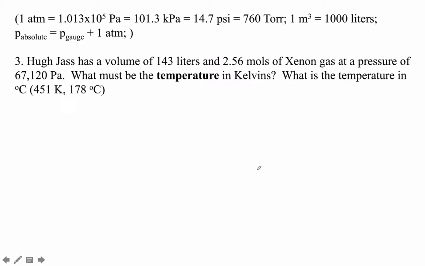A gas has a volume of 143 liters and 2.56 moles of xenon gas at a pressure of 67,120 pascals. What must be the temperature in kelvins? What is the temperature in Celsius? And this is going to be just this minus 273.15. I'm throwing a unit conversion in there, so we definitely want to turn liters into cubic meters.